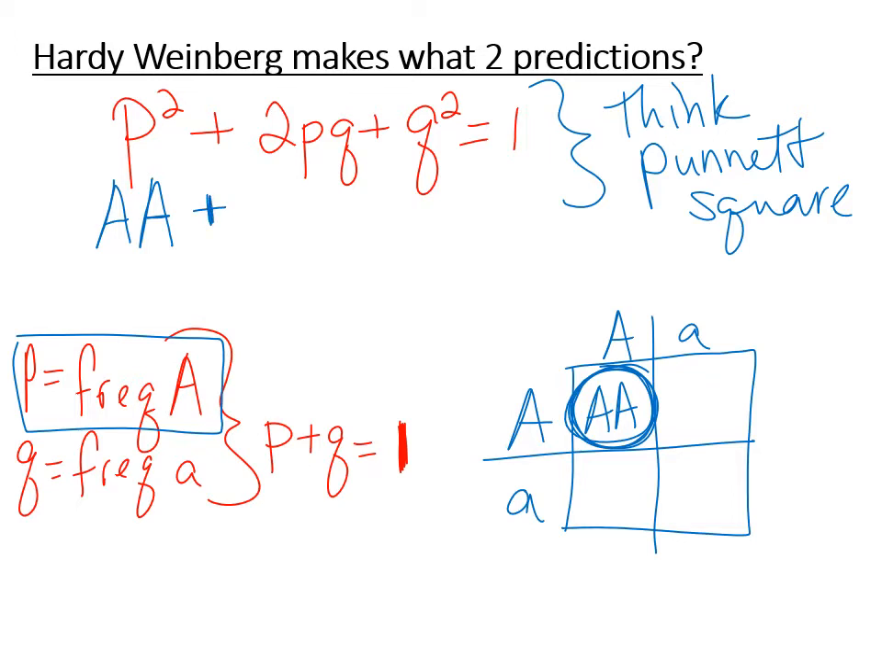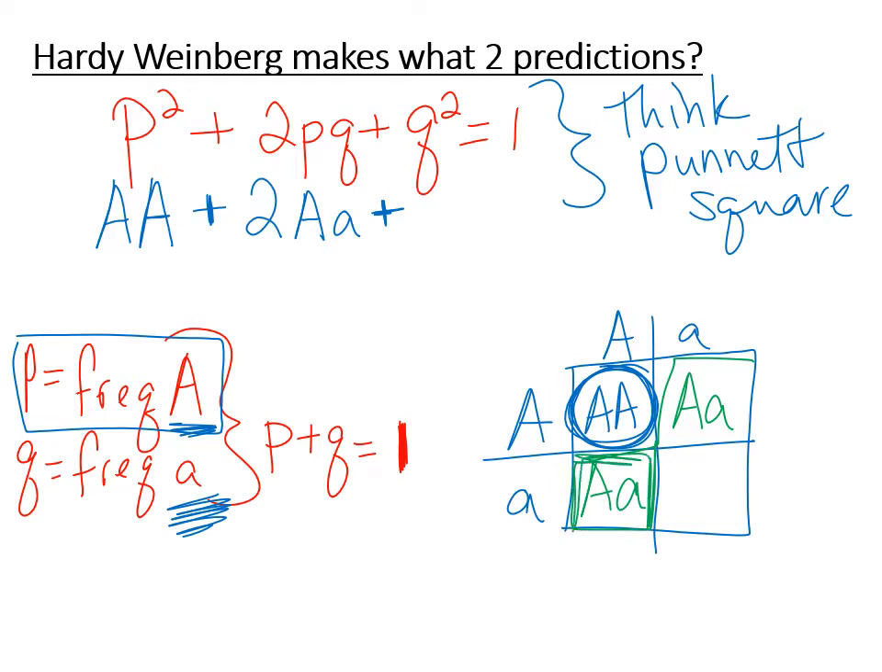Then 2pq. If p is capital A and q is lowercase a, then what we're saying here is 2 capital A lowercase a. Where have you seen that? Let's go back to our Punnett square. Capital A, lowercase a, capital A, lowercase a. Look, 2 of the heterozygous genotype. And then what's left? There's one more, q squared. That's the third genotype, the fully recessive one.